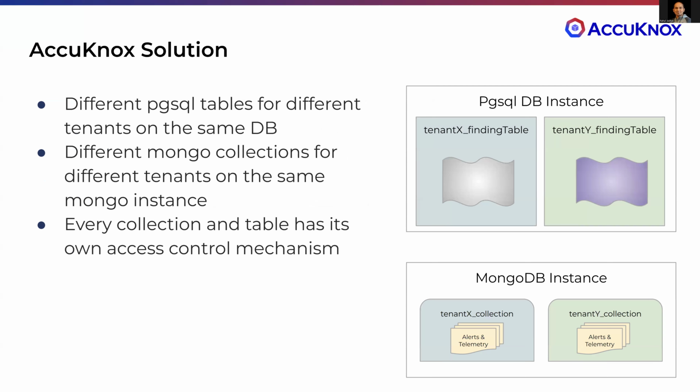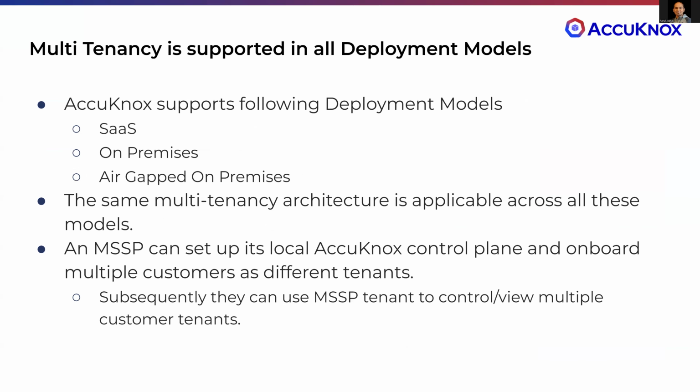AccuKnox does data isolation using separate tables or collections for every tenant. This provides soft isolation and ensures that access control rules can be applied across tenants, limiting the blast radius. AccuKnox supports multiple deployment models, including SaaS, on-premises, and air-gapped on-premises. The multi-tenancy model remains the same across any of these deployment models. An MSSP can set up its own AccuKnox control plane and serve multiple of its customers by onboarding them in their own tenant.